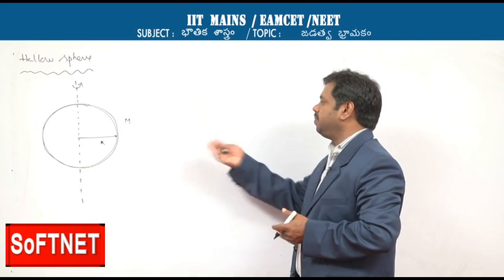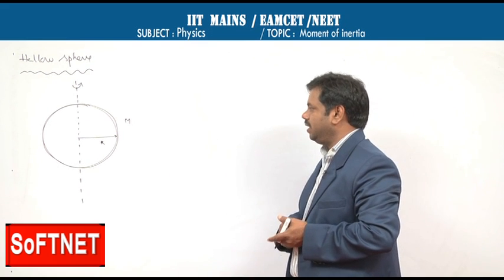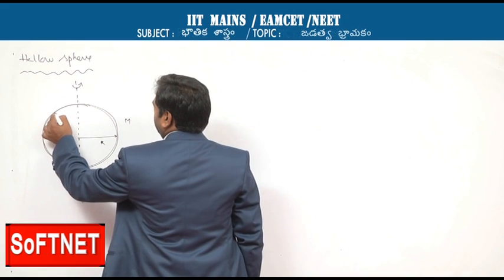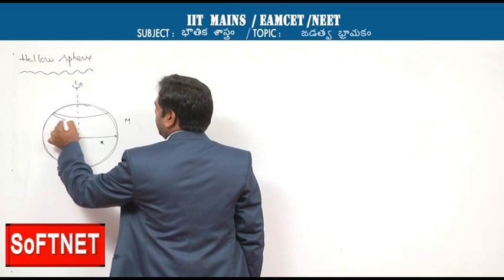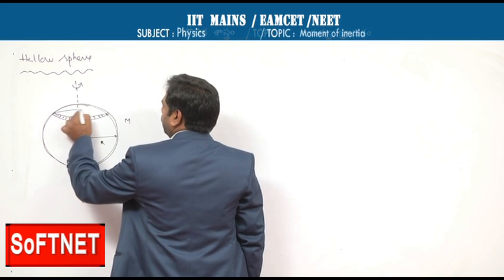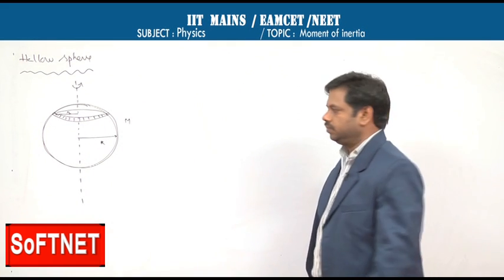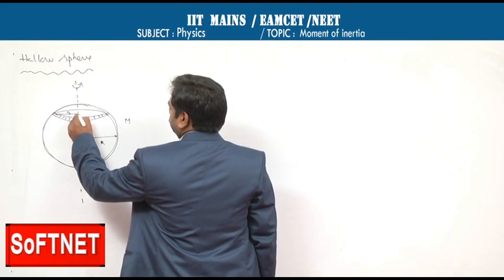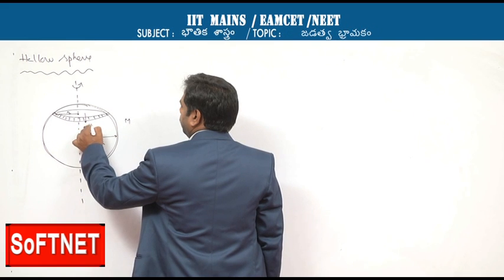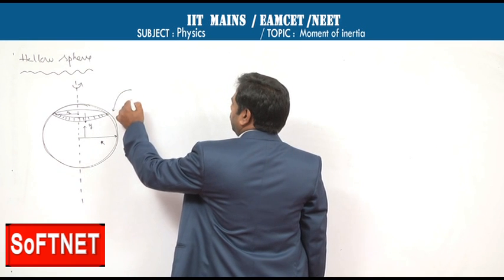Now here, to find out the moment of inertia of this hollow sphere about that axis, again I have to assume a small element. Here what kind of element am I going to assume? Here I am going to assume a ring of radius equal to small r, at a distance say y, and consider the thickness of this ring is equal to dy.